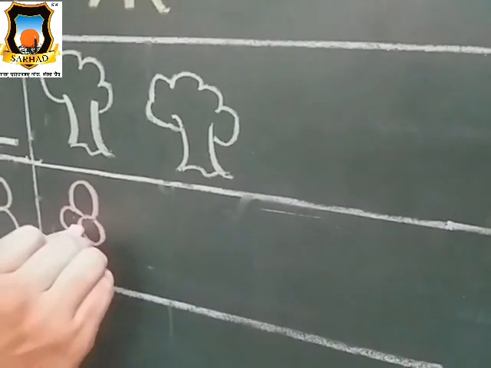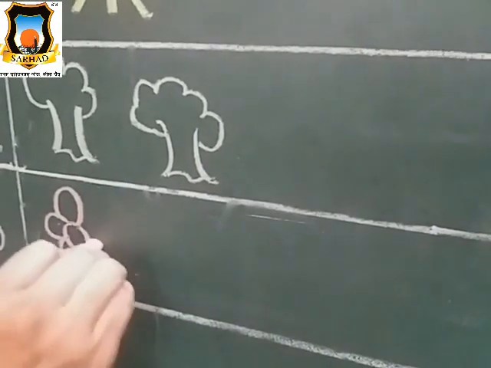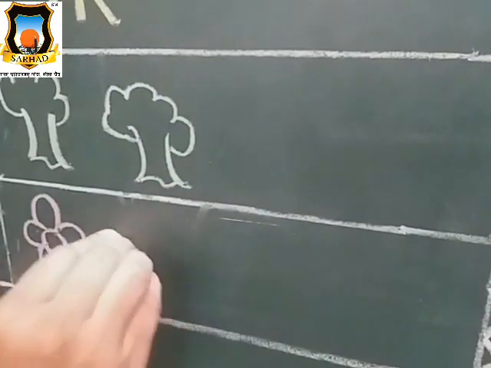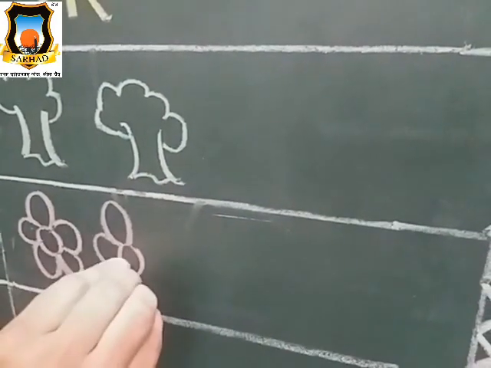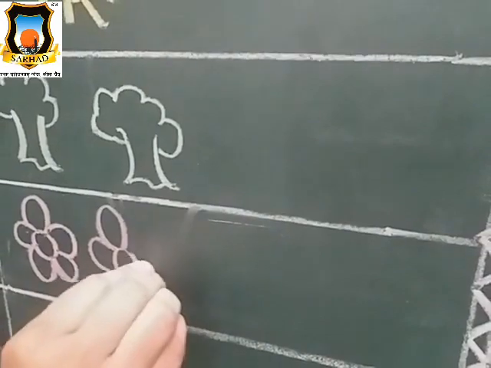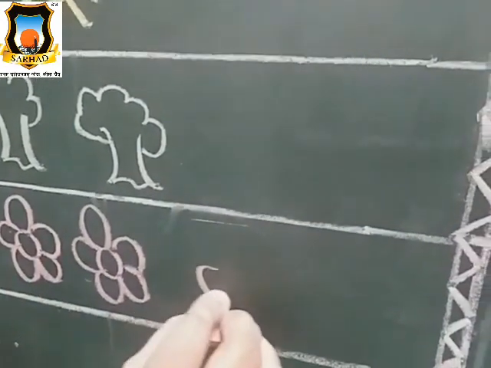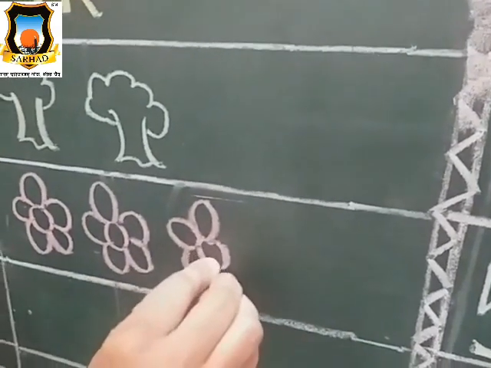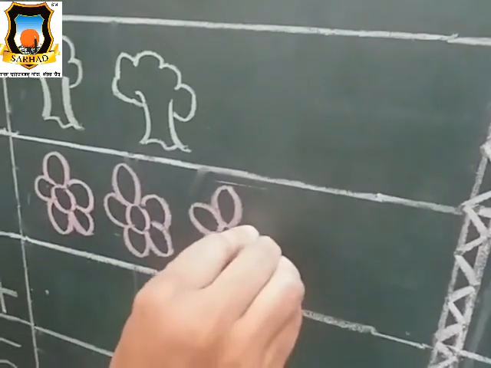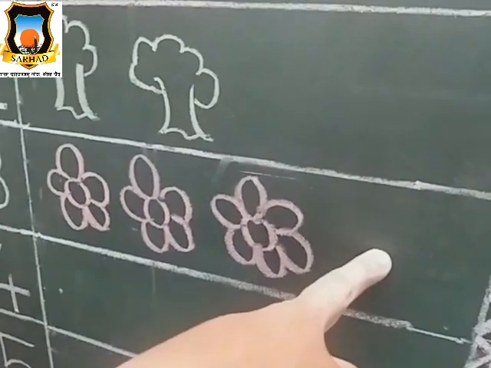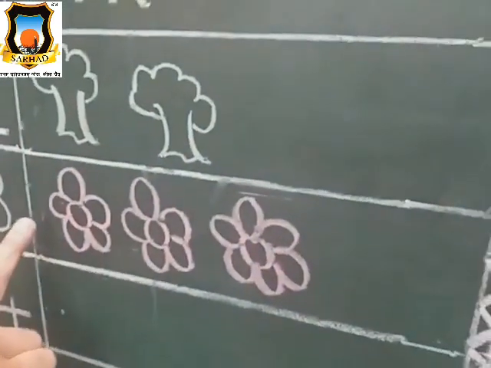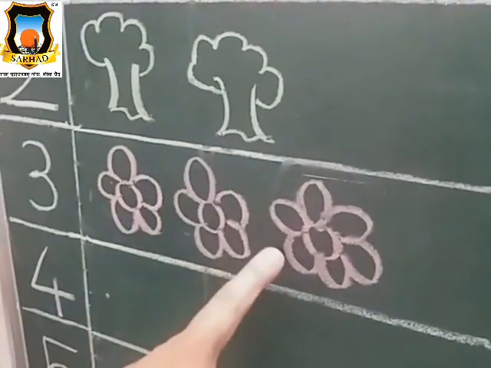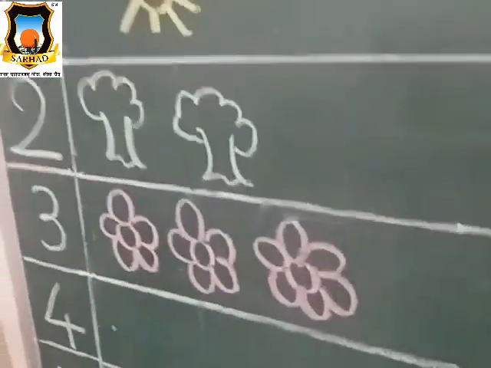Three flowers. So we will start from 1, 2, and 3. Do we have to draw more flowers here? No, because we have to draw only 3 flowers. 1 flower, 2 flower and 3 flower.